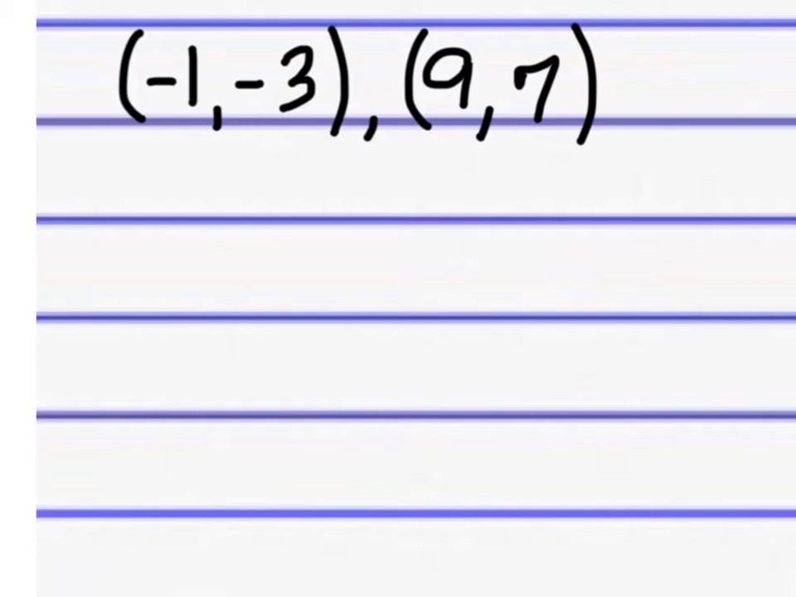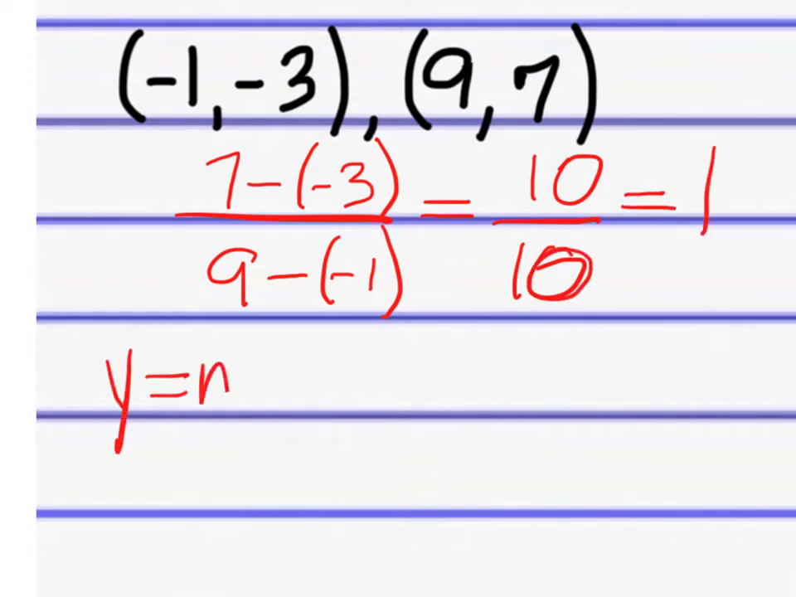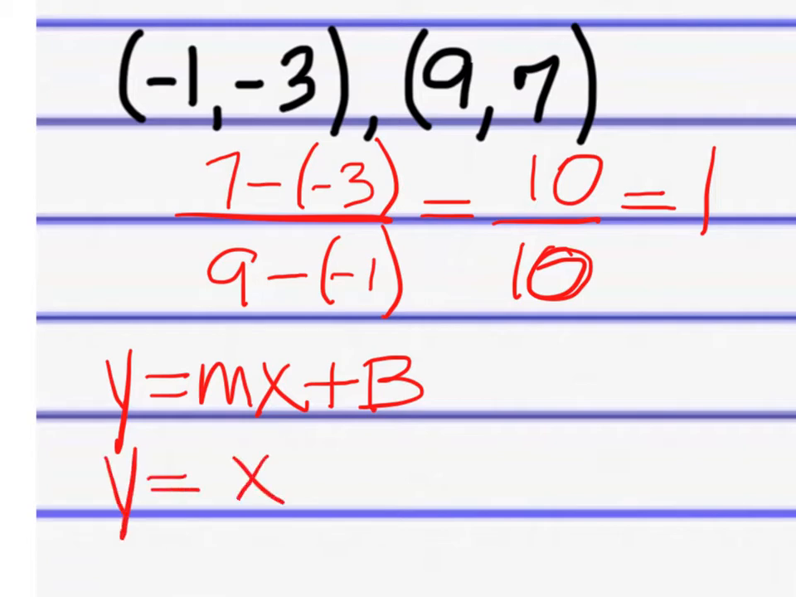Find the slope first. That's going to be 7 minus a negative 3 over 9 minus a negative 1. That comes from the formula y2 minus y1 over x2 minus x1. That simplifies to 10 over 10, which is the same thing as 1. So y equals mx plus b is the slope-intercept form of the equation of a line. If you put 1 in for m, there's no need to even write it. You just have y equals x plus b.